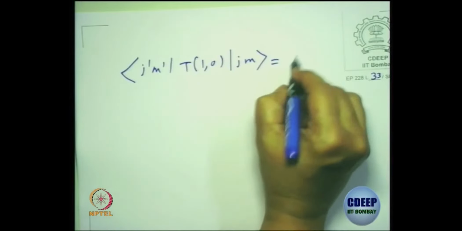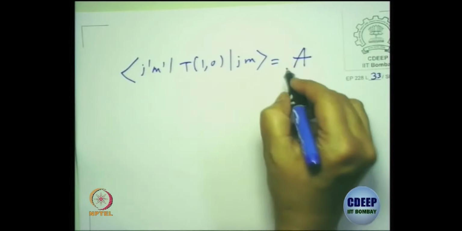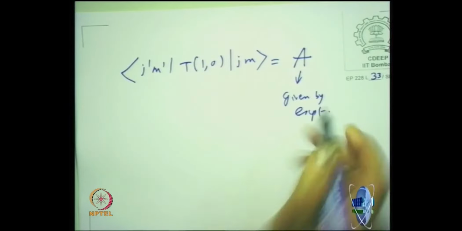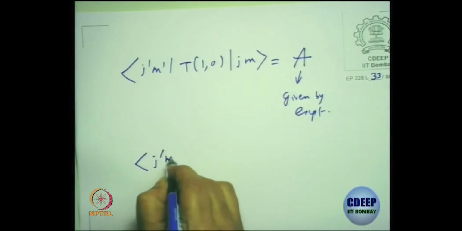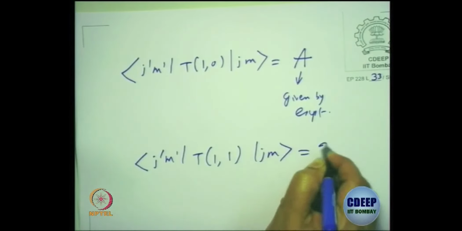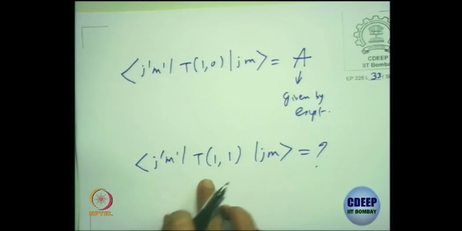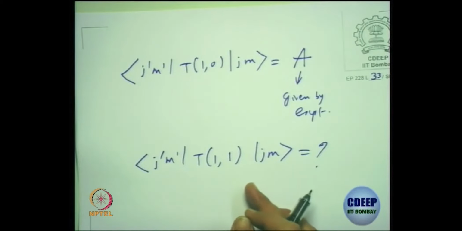suppose I give you some number here, so let me call it some capital A. This is given by experiment. Suppose I give you this answer. Then the experimentalist is asking me, can you tell me what is 1 comma 1 J m? He says I can measure the z component of the dipole moment, but I don't know how to measure the x component or y component. But this is not the x component. What is this? It is minus of x plus iy.